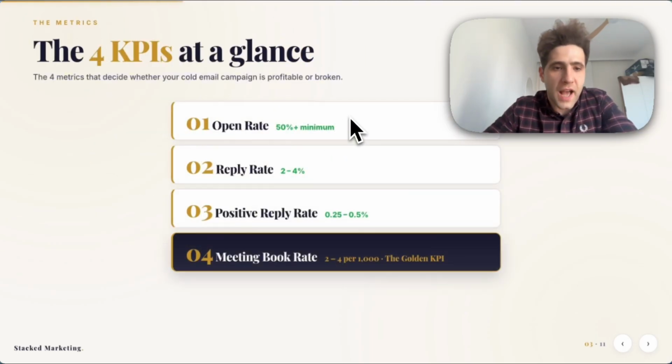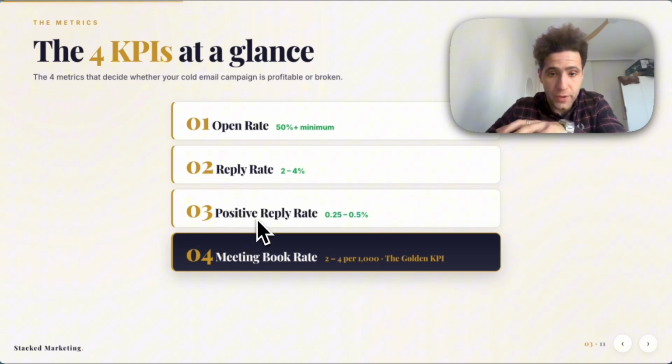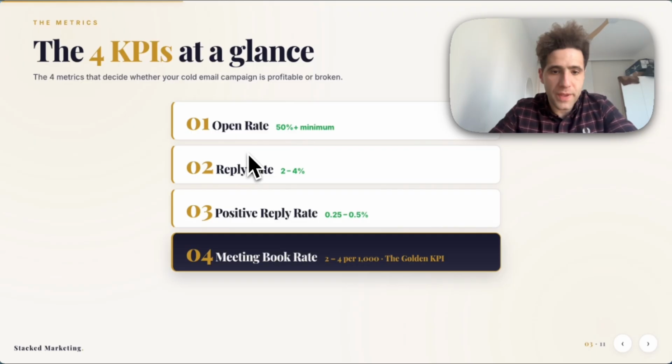Right, so here is a high level overview of the 4 KPIs that you must monitor at all times in your cold email campaign. The first one is the open rate. The open rate is a funny one because it's the least important metric that you want to monitor in your cold email campaign. I don't personally pay attention to it, and I'll tell you why in the next slide. In fact, I'll go through each of these metrics in more detail in the following slides, and I'll show you exactly what you need to look out for, what you need to be wary of, and potential fixes that you must make. But open rate, if you monitor it, you want to have at least a 50% minimum. Next one, we have the reply rate.